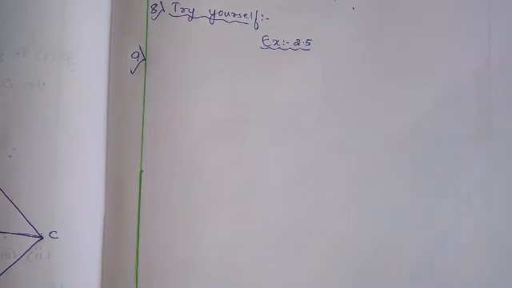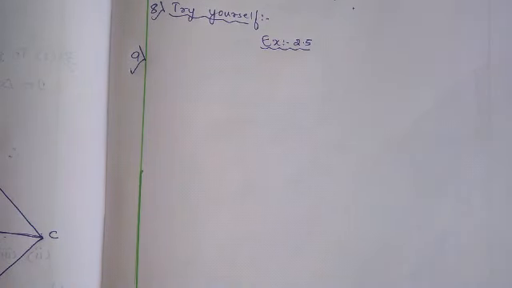Question number 9 is: a ladder 10 meter long reaches a window 8 meter above the ground. Find the distance of the foot of the ladder from the base of the wall. Let us draw this. This is the base, and this is the window which they have told, 8 meter.